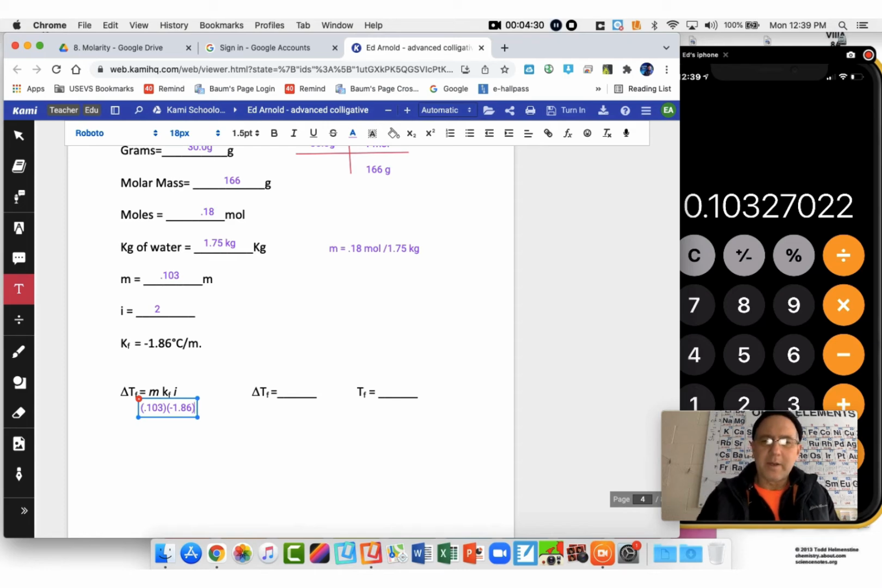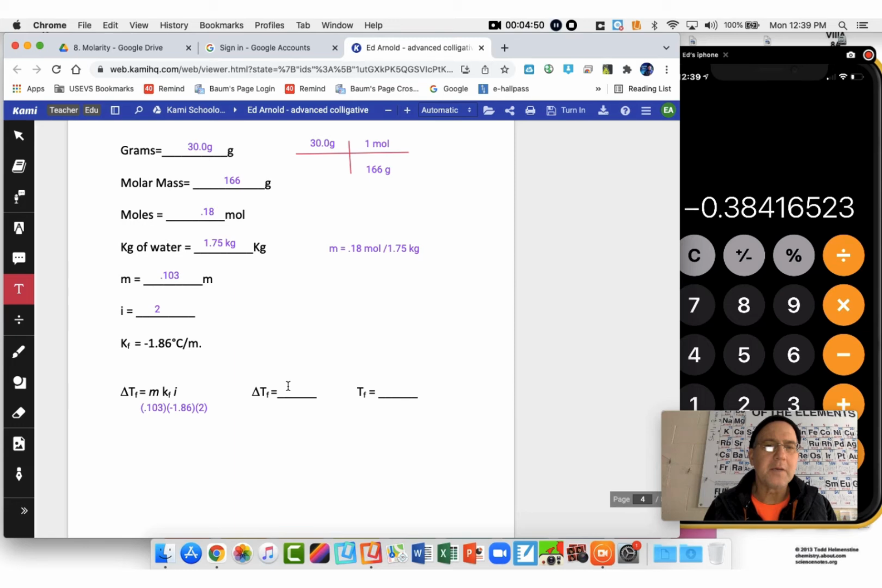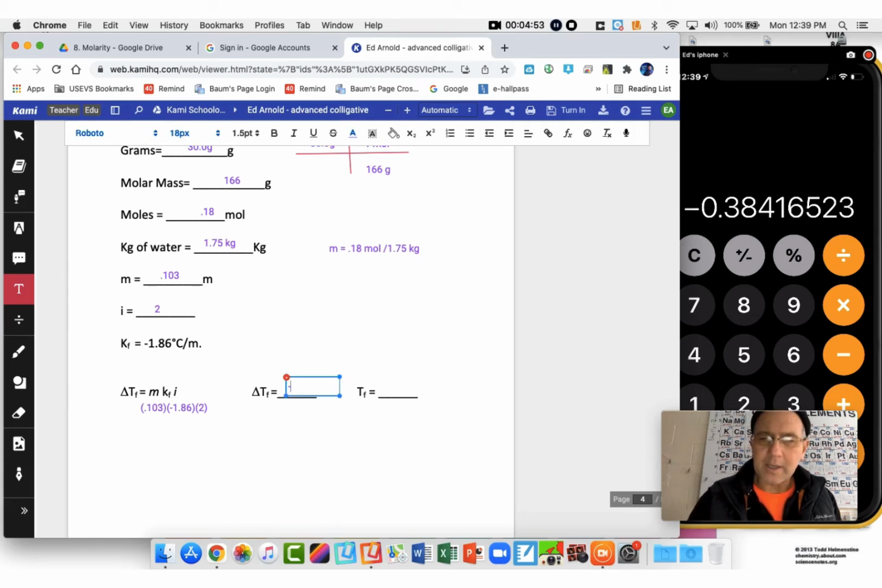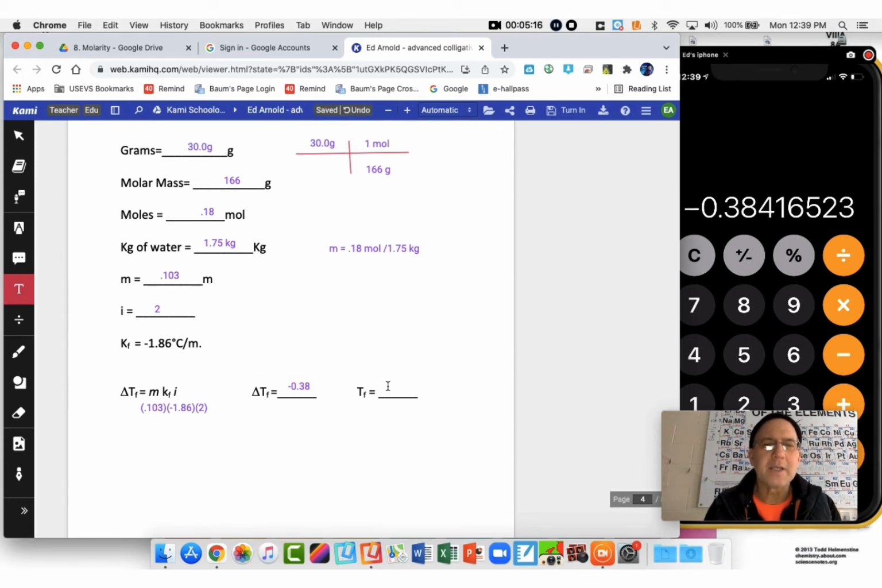And then finally, we need the number of ions, which is 2. So we have that molality in our calculator already. So that times negative 1.86 and then times 2. And so the change in the freezing point should be negative, because it's freezing point, 0.38, right? 0.38. And then let's put a 0 in front of that too to make it look nice. So 0.38. And then also the freezing point of water is 0. So 0 minus 0.38 is that same number.